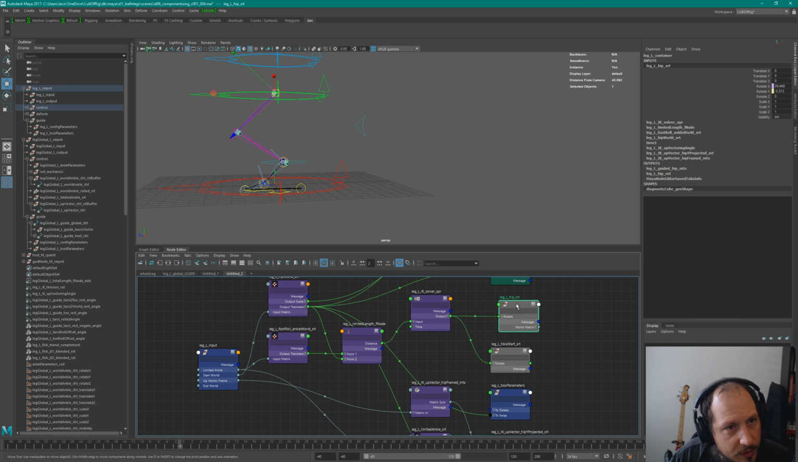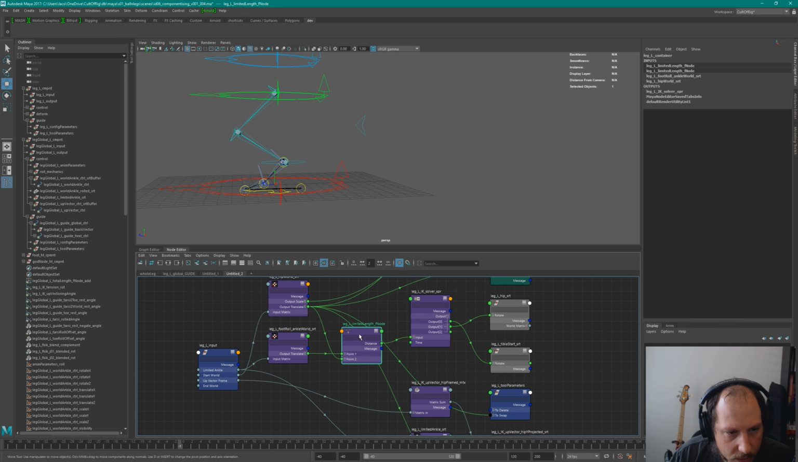Leg hip SRT. So this is, okay, that's rotation, good. For a second I thought we were connecting to the translation of that, and I was like, that does not make sense.